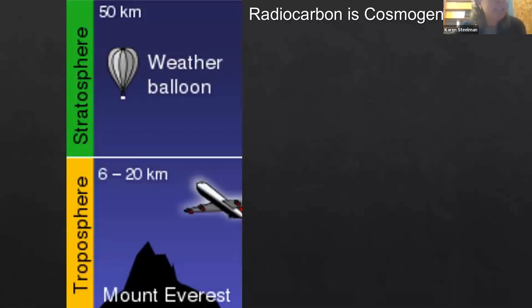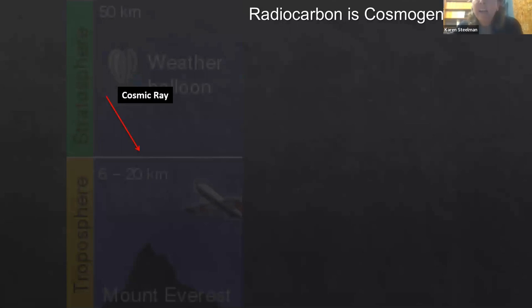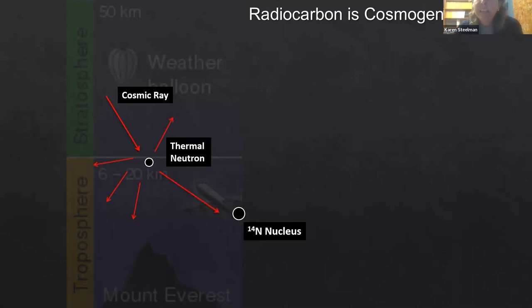What happens is that cosmic rays from our sun and stars interact with our upper atmosphere to produce something called a thermal neutron. That thermal neutron then interacts with the most abundant gas in the atmosphere, which is nitrogen. A nuclear reaction occurs in the upper atmosphere. It's called an n,p reaction because it's a neutron in and a proton out. In that process, a carbon 14 atom, or carbon 14 isotope, is produced.